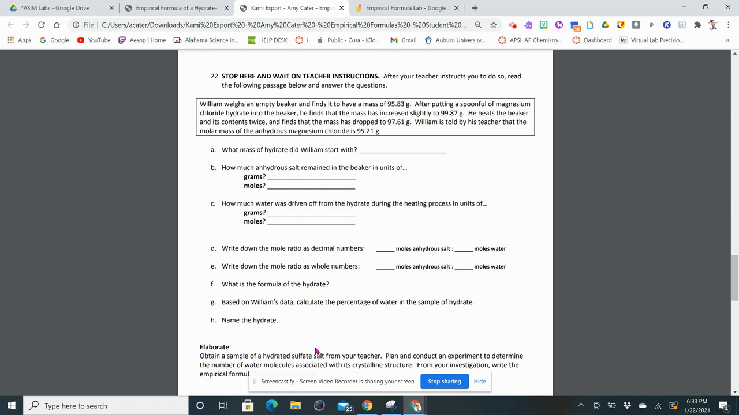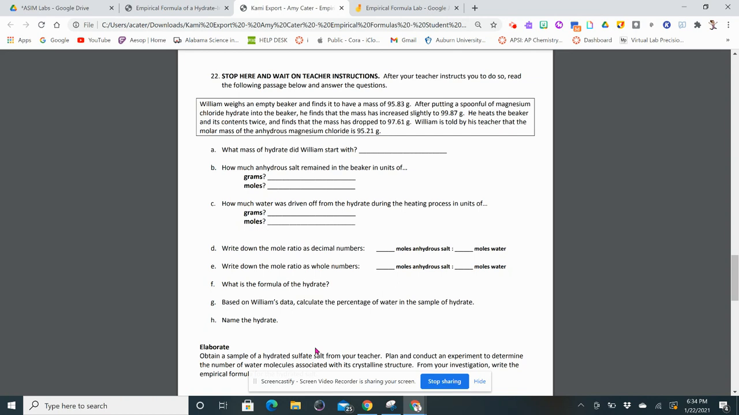So William weighs an empty beaker and finds it has a mass of 95.83 grams after putting a spoonful of magnesium chloride hydrate into the beaker. So he's not putting magnesium metal. He's putting the magnesium chloride in there. He finds the mass increased to 99.87, which it should increase. He added something to it. He heats the beaker and its contents twice and finds that mass has dropped to 97.61. William is told by his teacher that the molar mass of anhydrous magnesium chloride is 95.21 grams.